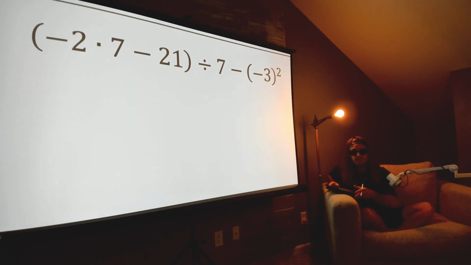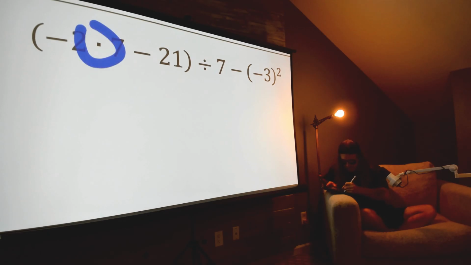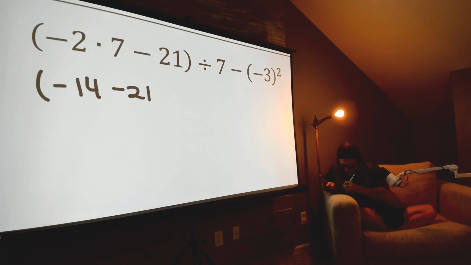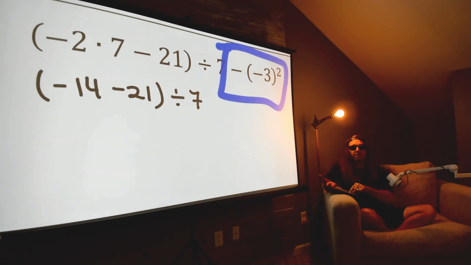All right, here comes the last version of this problem. Same numbers, different parentheses. So inside the first set of parentheses, we have multiplication and subtraction. We need to multiply first. So that's going to be negative 2 times 7, which is negative 14. Good. We can go ahead and knock out this exponent. This whole piece right here, right? That's what I was teaching you before.